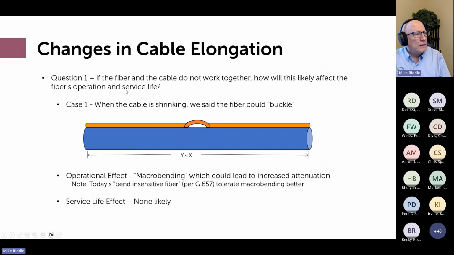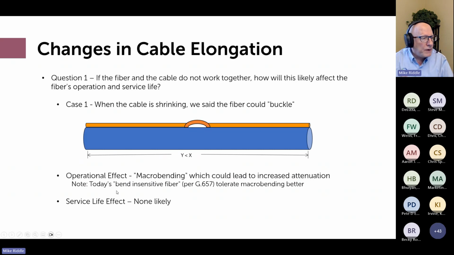So they're not working together. What happens when the cable is shrinking? We said the fiber could buckle, so that it would look something like this. So the operational effect, the immediate effect on the fiber could be macro bending. We're going to define this term later, so hold that thought for now. But just for now, understand that macro bending could lead to increased attenuation. So you could see a negative effect immediately.